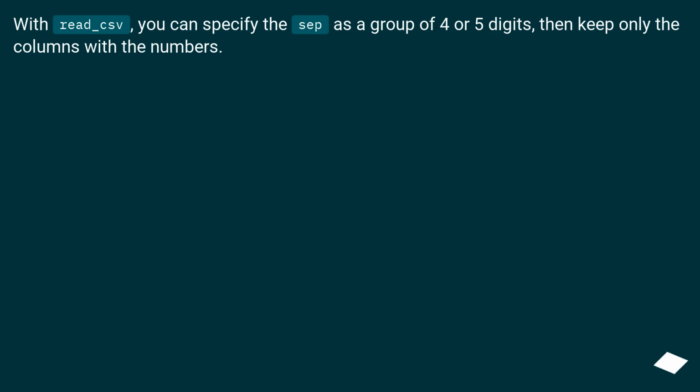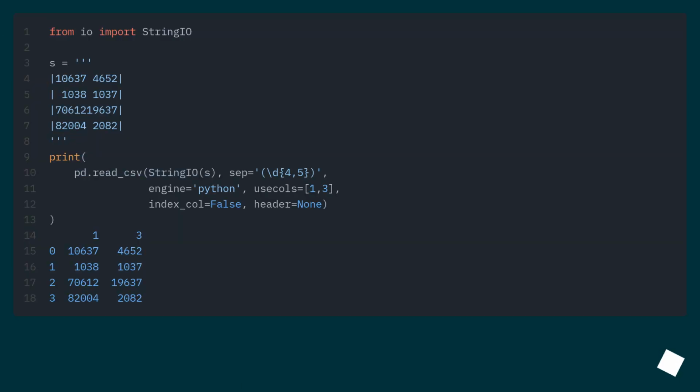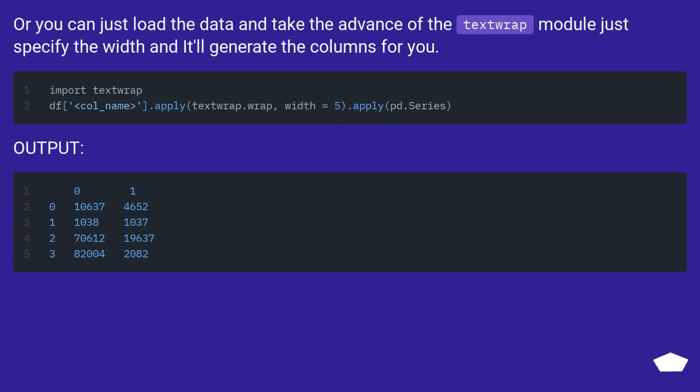With read_csv, you can specify the sep as a group of 4 or 5 digits, then keep only the columns with the numbers. Or you can just load the data and take advantage of the textwrap module, just specify the width and it'll generate the columns for you. Output.